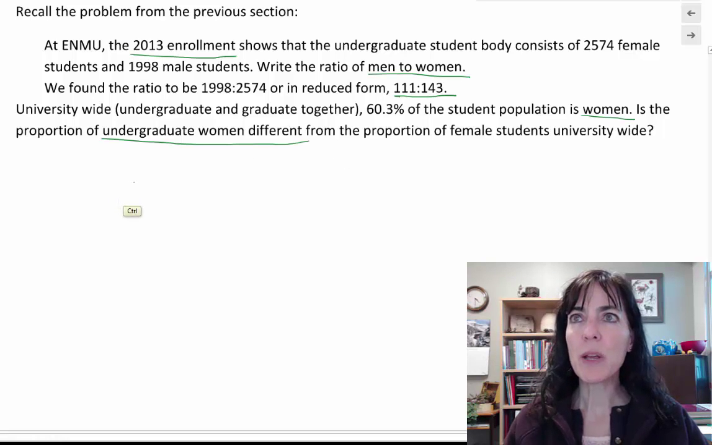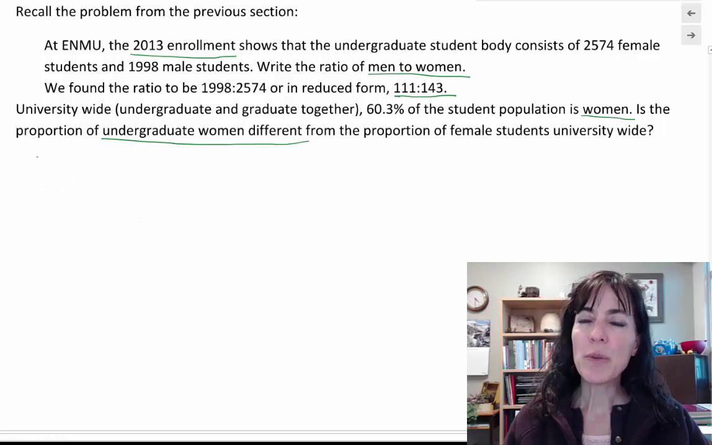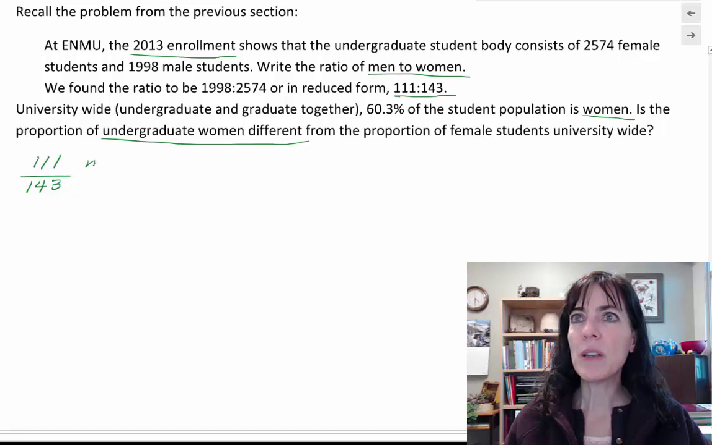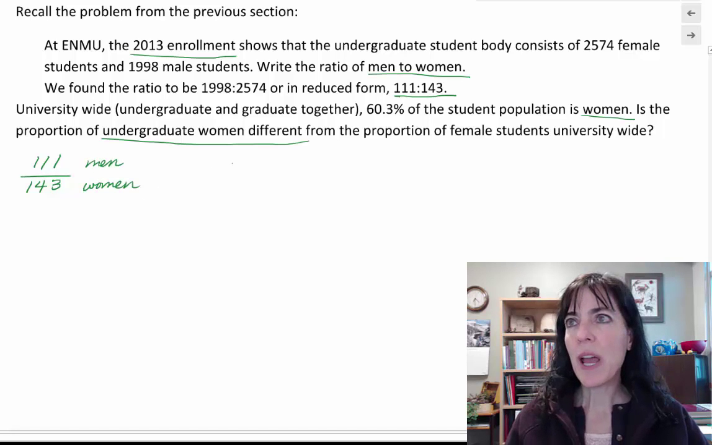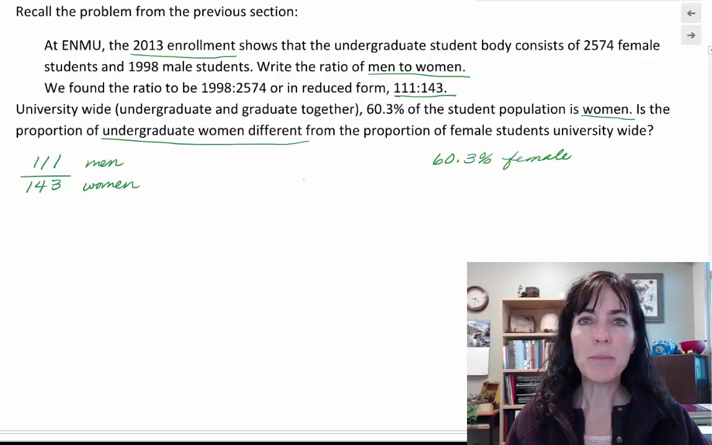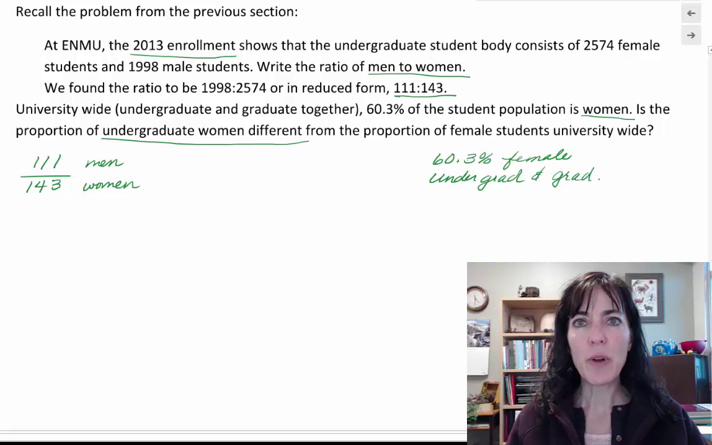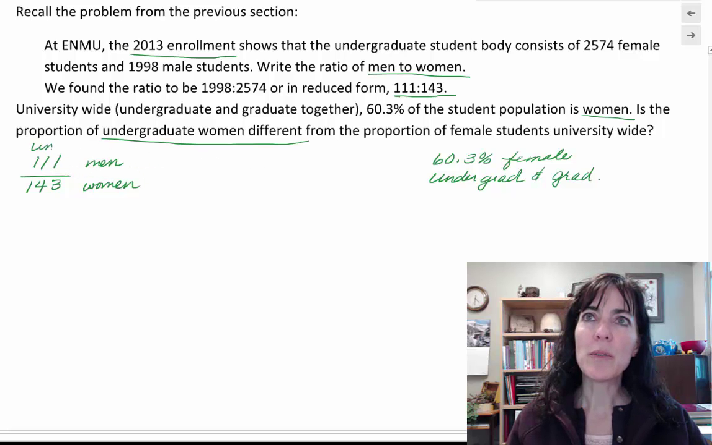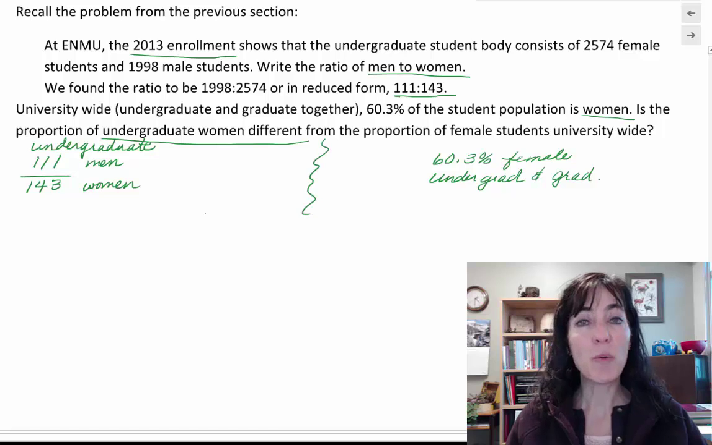First we want to think about, we have this ratio and it's 111 to 143, and that's men to women. And for university-wide, we have 60.3% female or women, and we want to know if those two are the same. So this was the undergraduate and graduate population, and then this is just the undergraduate. Okay, so just straightening out what it is we know and what we're trying to find out.